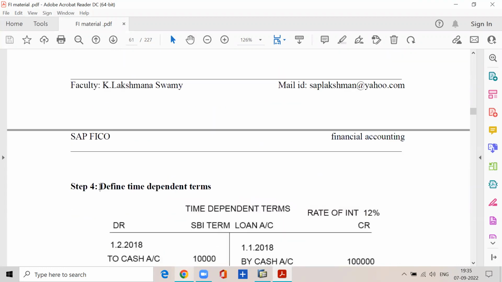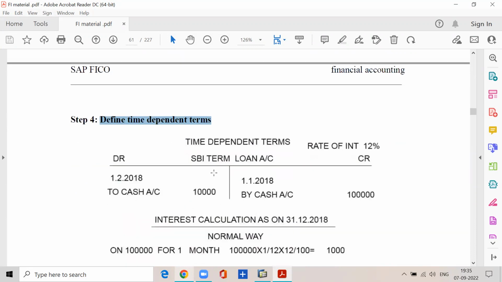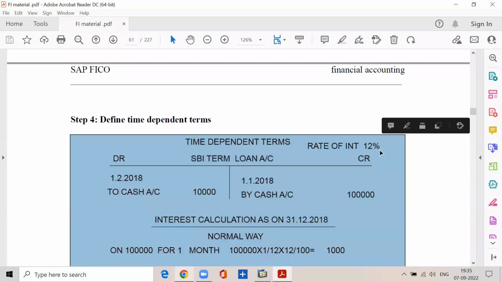So we are in the interest calculation configuration. Define time dependent terms. So what are these time dependent terms? Let us take an example to understand. Say we have taken one term loan from State Bank of India and the rate of interest is 12%. Let us assume that we are in the fiscal year 2018 and we have taken the term loan on 1/1/2018, 1 lakh rupees.